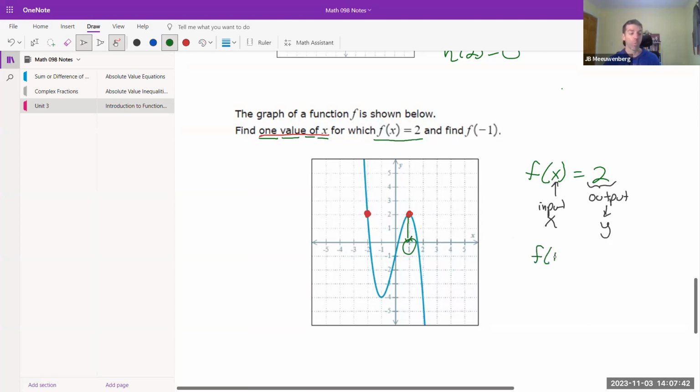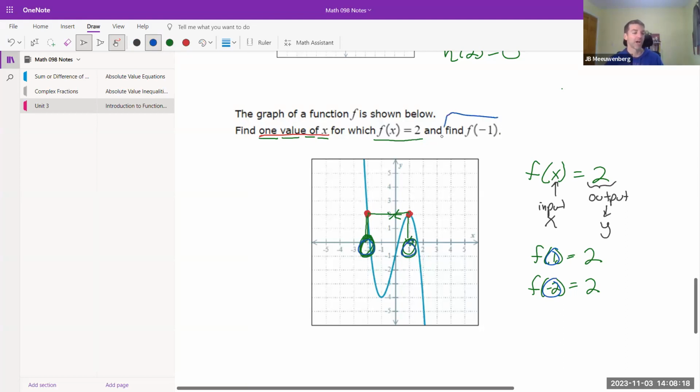So you could say f of 1 is equal to 2, right? If x is equal to 1, y is 2. If the input is 1, the output is 2. And also trace this down to -2. F of -2 is also equal to 2. If x is the input at -2, y would be the output at +2. So find one value of x. You could either say 1 or -2. Either one of these would be appropriate.